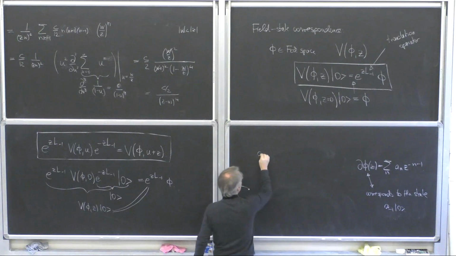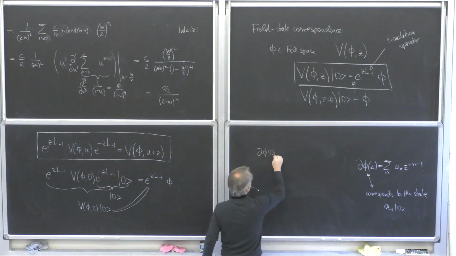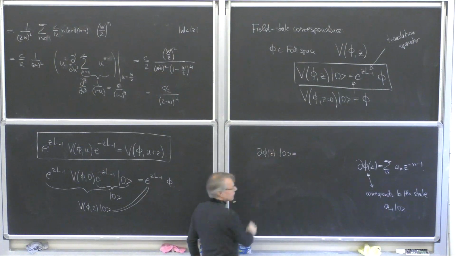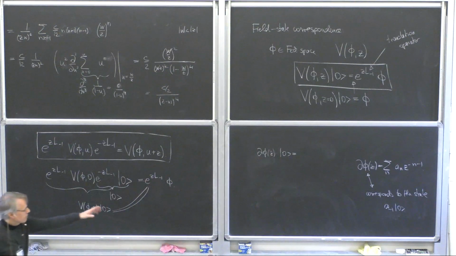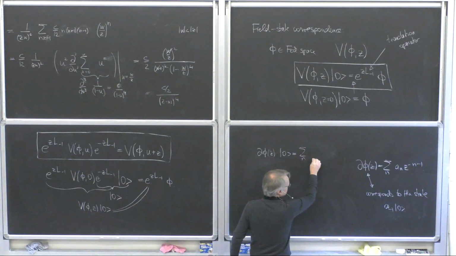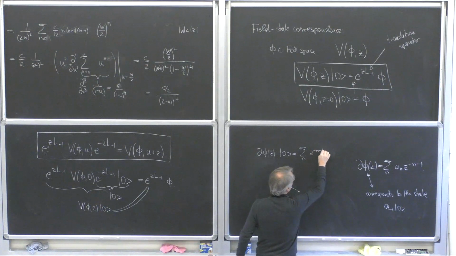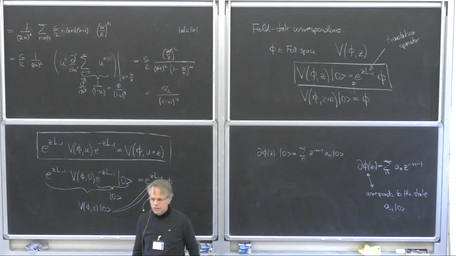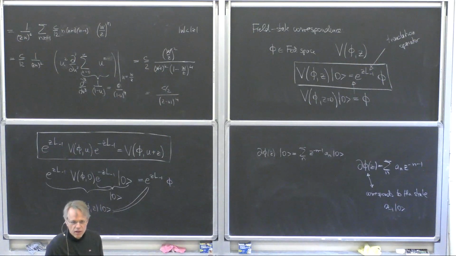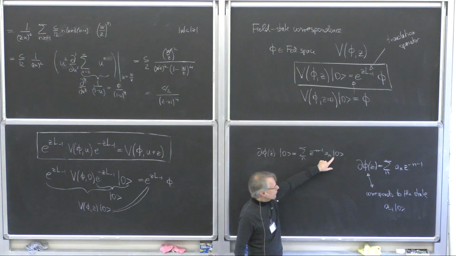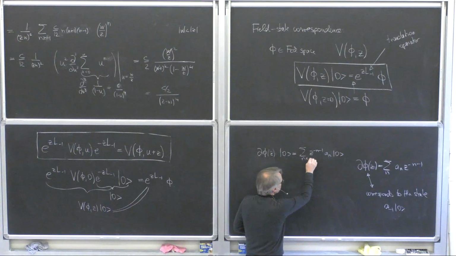Okay, so d phi of 0 applied to the vacuum. Let's first write d phi of z applied to the vacuum, because there are negative powers there, so I'm a bit scared. So this is the sum over n of z to the minus n minus 1, a_n applied to the vacuum. Remember, a_n applied to the vacuum is 0 unless n is... the positive modes annihilate it, the 0 mode annihilates it, so n is less than or equal to minus 1.